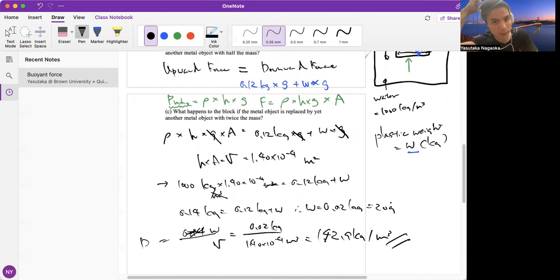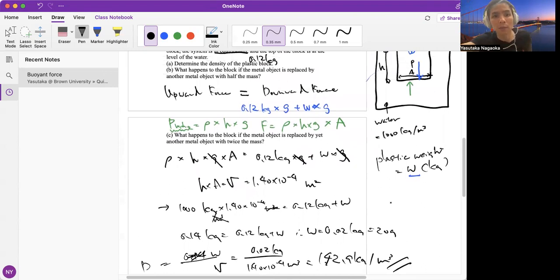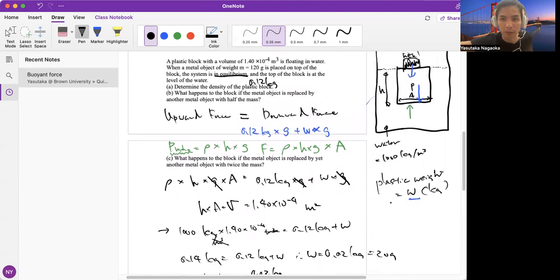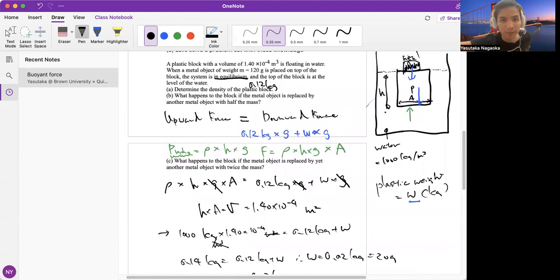It's pretty easy, right? And B and C are even easier. What happens to the block if the metal object is replaced by another metal object with half the mass? So basically, this object is going to float up because you have less weight. So simply this is going to float up a little.